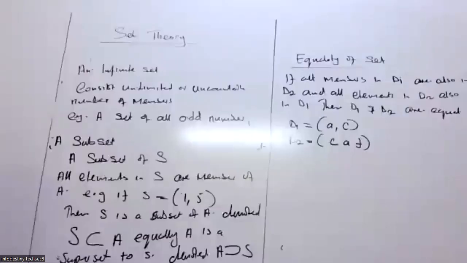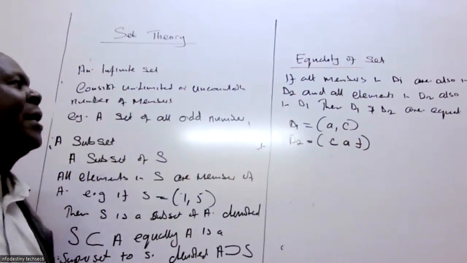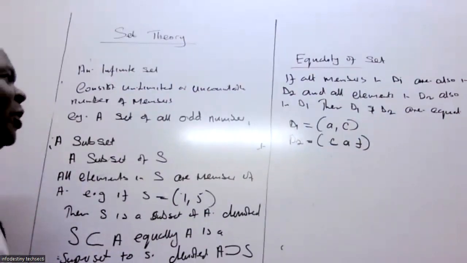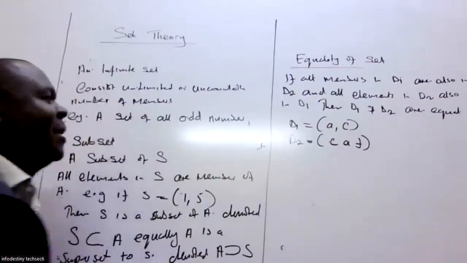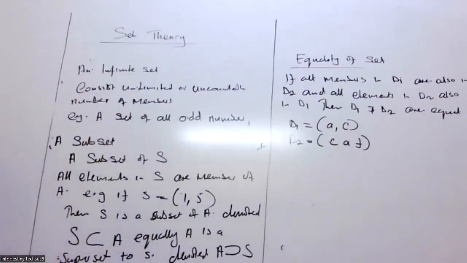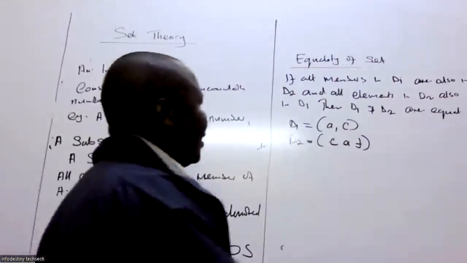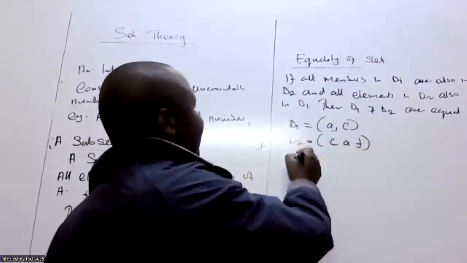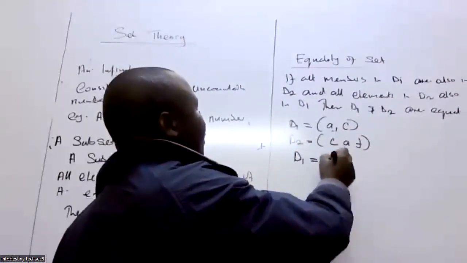Now, what I'm talking about is the equality of sets. You see that if all members in D1 are also in D2, and all elements in D2 are also in D1, then D1 and D2 are equal. For instance, D1 equals {A, C}, and D2 equals {C, A, F}. Remember, when you look at D1, we have two elements which are also present here. They're together. Then you can say that D1 will be equal to D2.